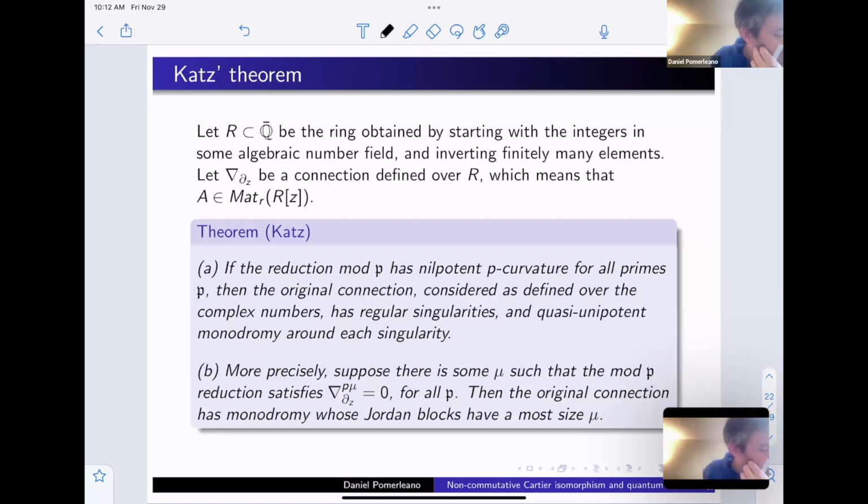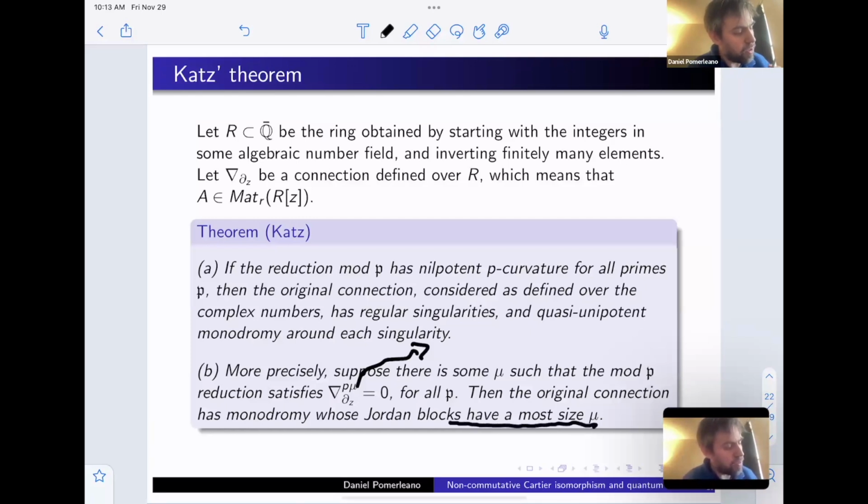In fact, it's really important to keep track of the p-curvature's exponent of nilpotency, because the exponent of nilpotency is what controls the size of these Jordan blocks. So the theorem is that if it's nilpotent of some order mu, then all the Jordan blocks of my monodromy have size at most mu. That's what we're going to try to apply.